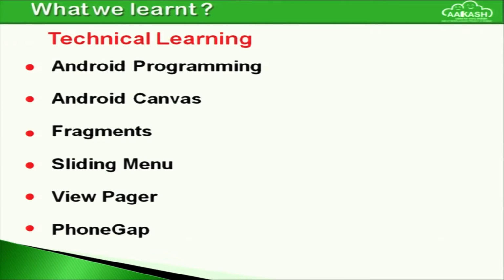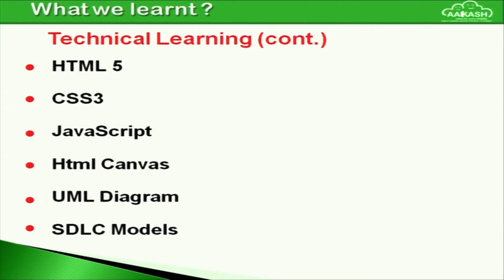View pager is one of the most important features that we have used. This has been used for developing our GUI part. PhoneGap is a feature that we have used so as to display the HTML content that we wanted to display on our app. Following it, we used HTML5, CSS3, and JavaScript for developing the interactive test, practice sessions, and animation part.